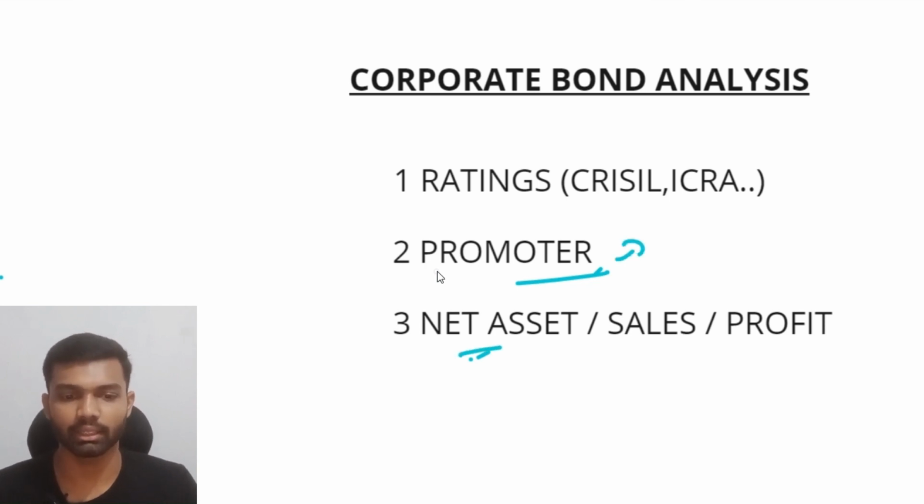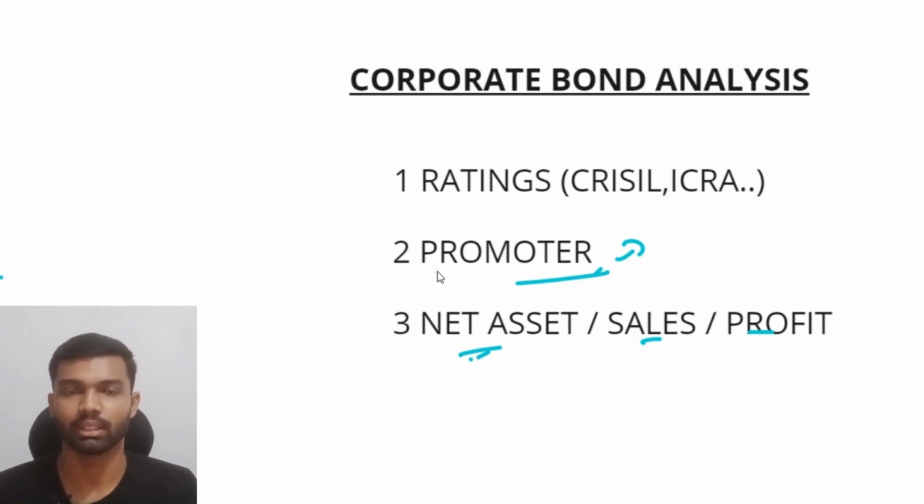And the third thing is net asset, sales, and profit. Now let me explain. The net asset I am saying here is, the company will have assets and liabilities. If we subtract all the liabilities from the assets, whatever remaining asset the company has is the net asset. It should be a positive one. Why we are checking this is, in case of the company's default, the company is going to liquidate the assets and repay the money back to their investors. So the first thing we should check is whether the company has a net positive asset or not.